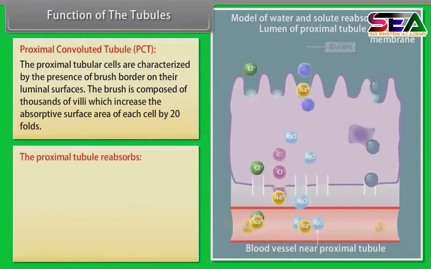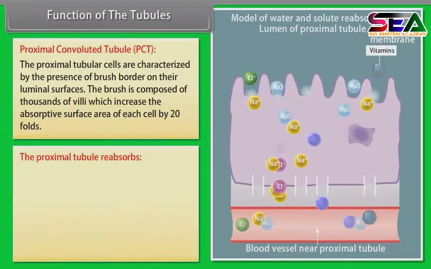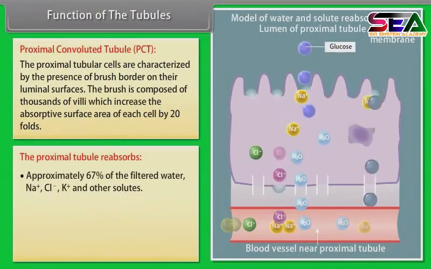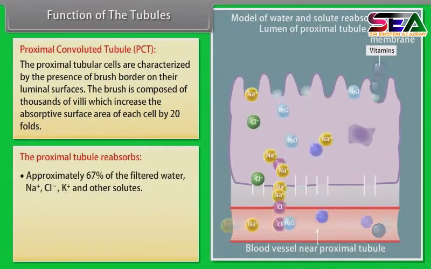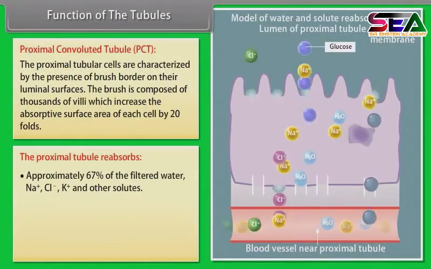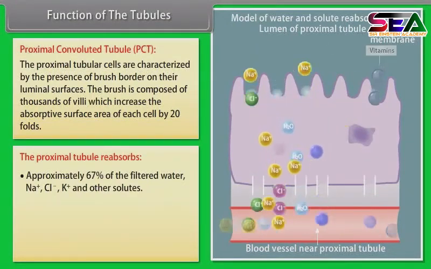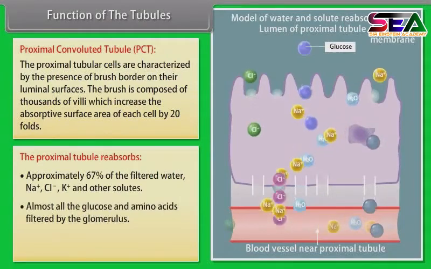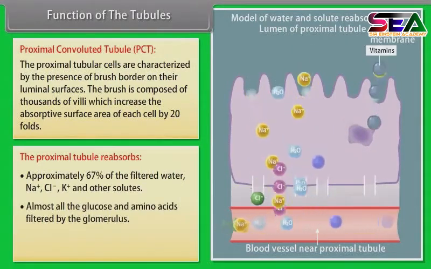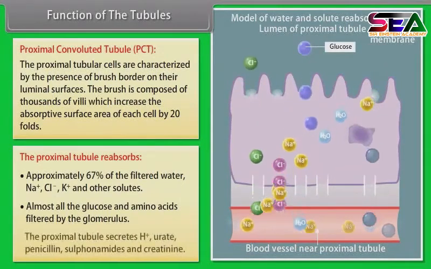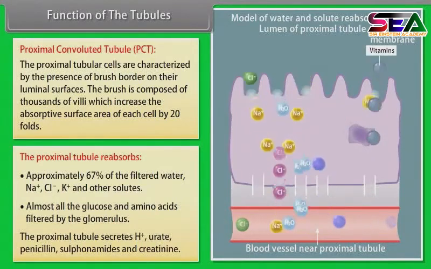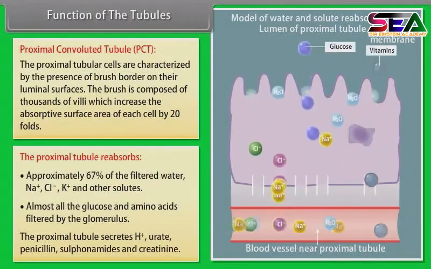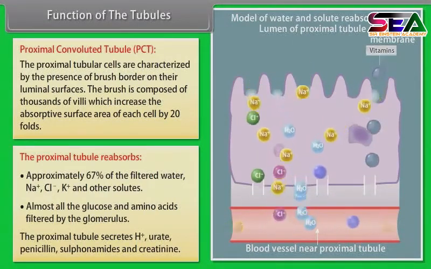The proximal tubule reabsorbs approximately 67% of the filtered water, Na+, Cl-, K+, and other solutes. Almost all the glucose and amino acids filtered by the glomerulus are reabsorbed. The proximal tubule secretes H+, urate, penicillin, sulfonamides, and creatinine.